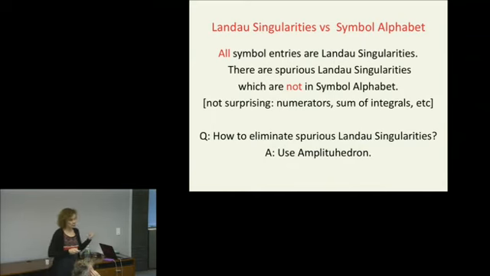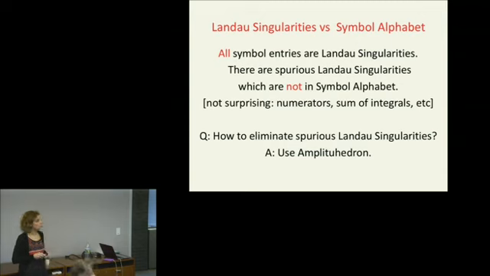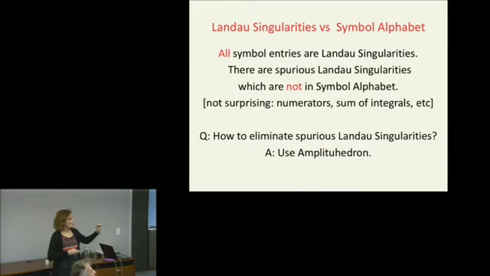That was an example. So we went on and reanalyzed all the higher-loop, like 2-loop, integrals where we know the answer. It turns out, in this first experiment, that all symbol entries are Landau singularities, and there are spurious Landau singularities that we produce that are not in the symbol alphabet. Now, this may not be surprising, because whatever integral we start with can normally have numerators, for example, and the numerators we don't take into account.